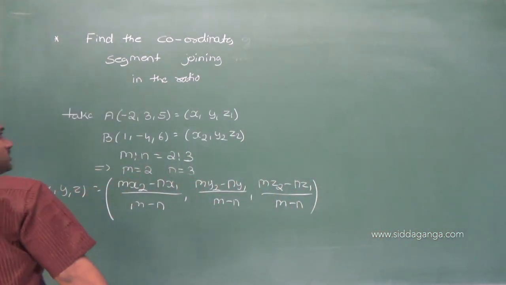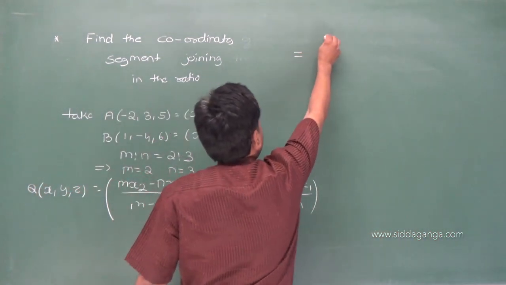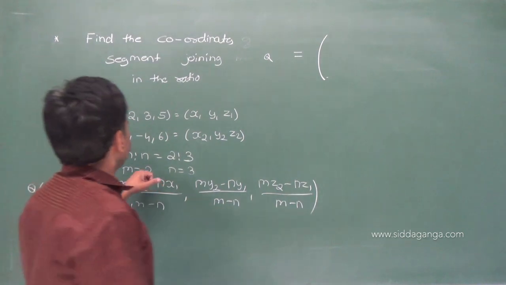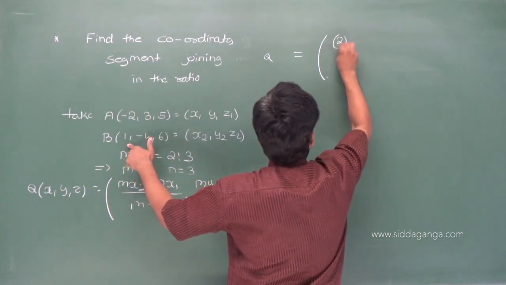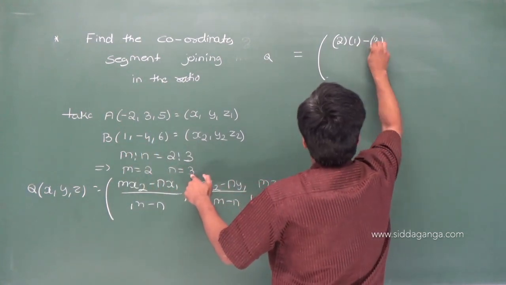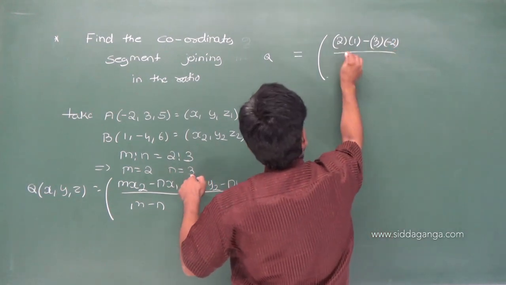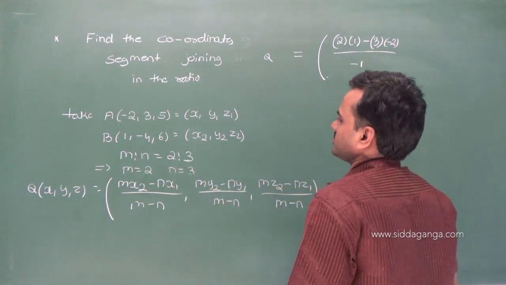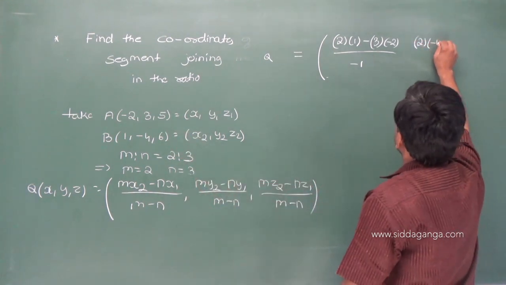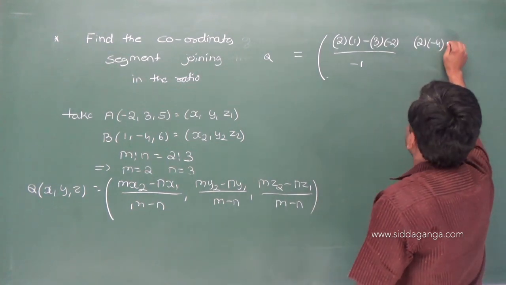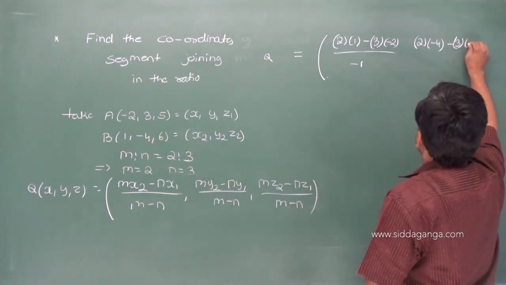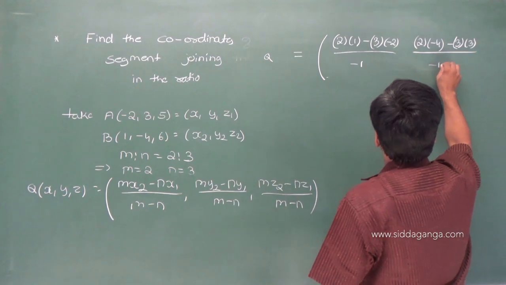So that implies Q point. M is what? 2. 2 into 1, 2 into 1 minus 3 into minus 2, divided by 2 minus 3, is how much? Minus 1. Similarly, the Y coordinate: 2 into minus 4, minus 3 into y1, 3, divided by 2 minus 3, is what? Minus 1.